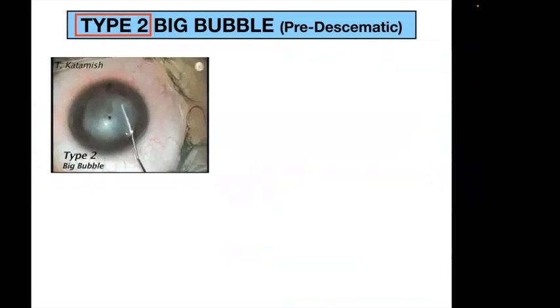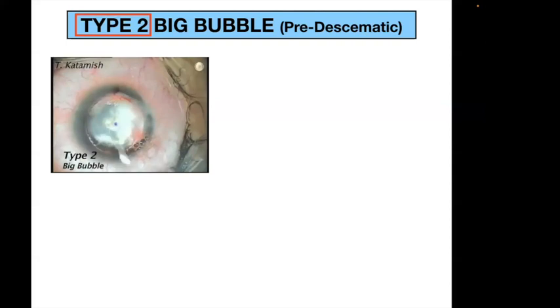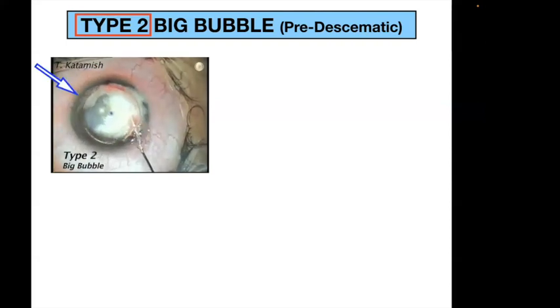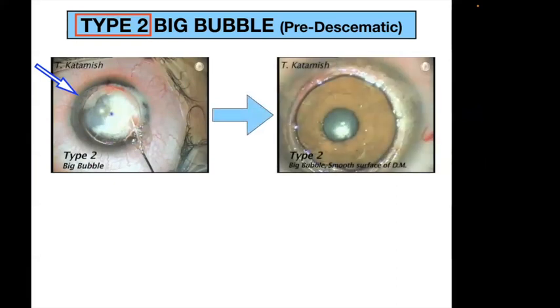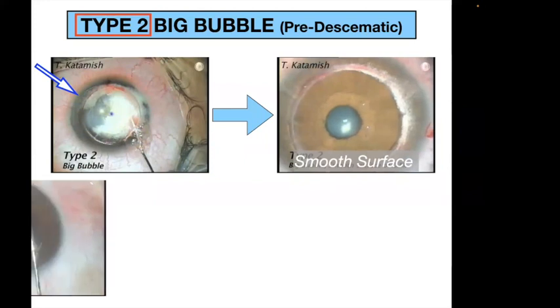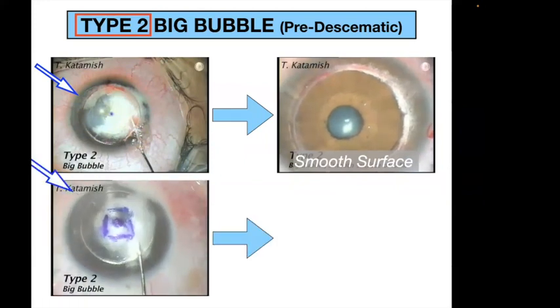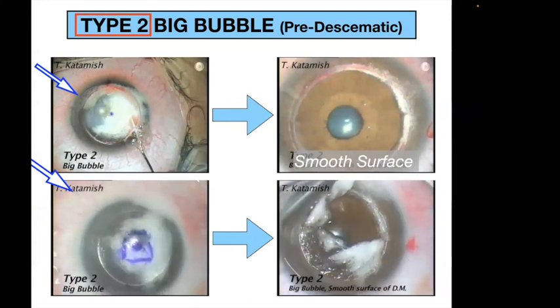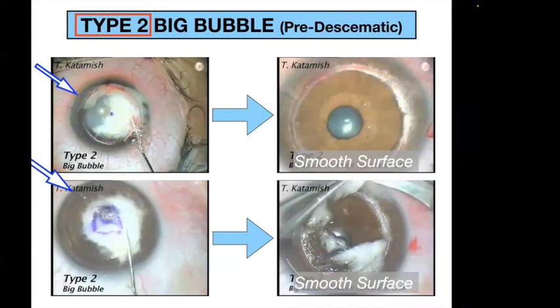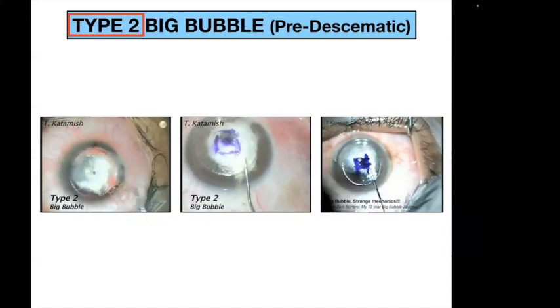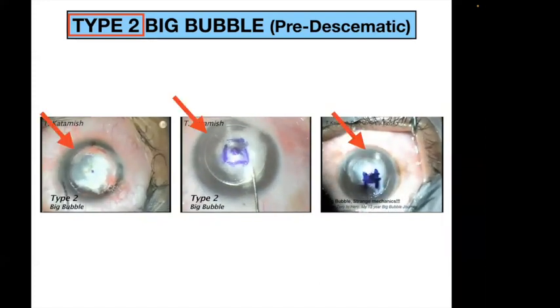Another example, you see this clear edge, again by slow motion, this clear edge characteristic of type 2 big bubble, and this after removing the stroma, smooth surface. Another example, the clear edge, very apparent, and after removing the stroma, you will be having a smooth surface. Again, these are 3 examples of big bubble type 2 with its characteristic clear edge.